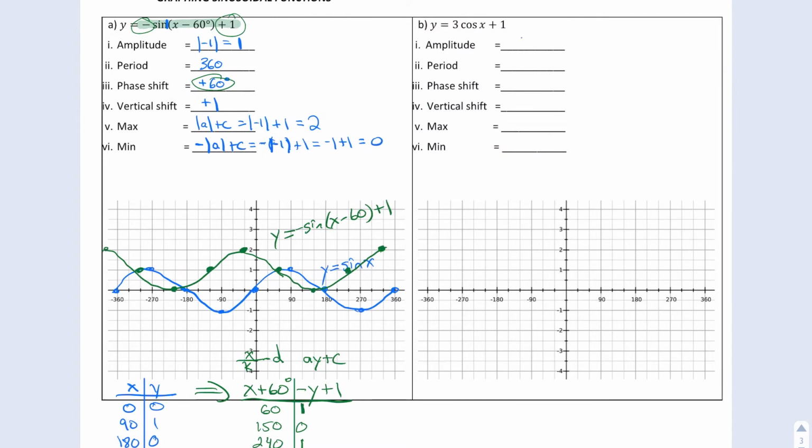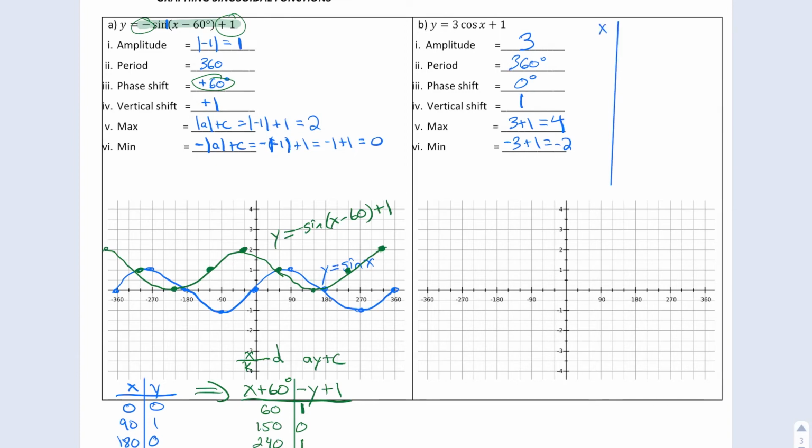Okay, let's try this one. So again, identifying everything here. So I've got amplitude is my A value. So it's just +3. Period, we are not changing it. So that's just 360. The phase shift hasn't moved at all. My vertical shift is up 1. So my max will be 3 plus 1, A plus C, so that's 4. And then the next one's going to be -1 times 3 plus 1, which gives me -2. So this one's been stretched out by a factor of 3.